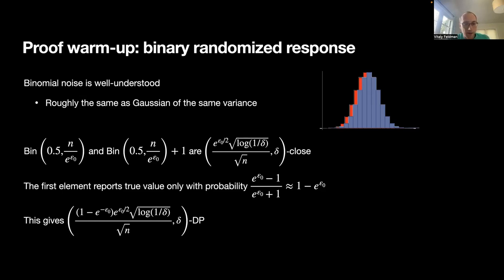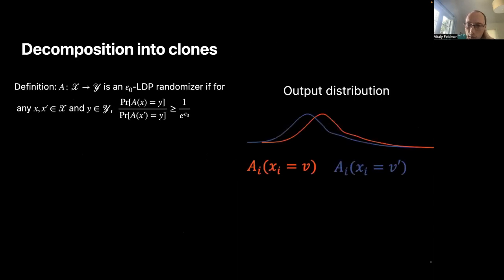Again, it shouldn't be very impressive because this is a very simple algorithm to analyze. But what we'll now show is that, at least at a high level, something very similar happens with general randomizers as well. To see this, we'll first recall the definition of an epsilon local randomizer.